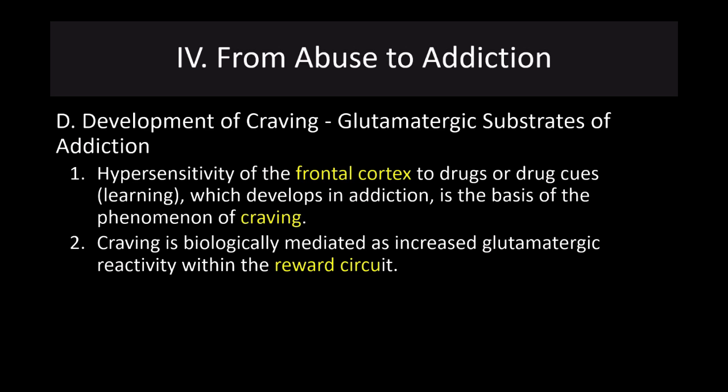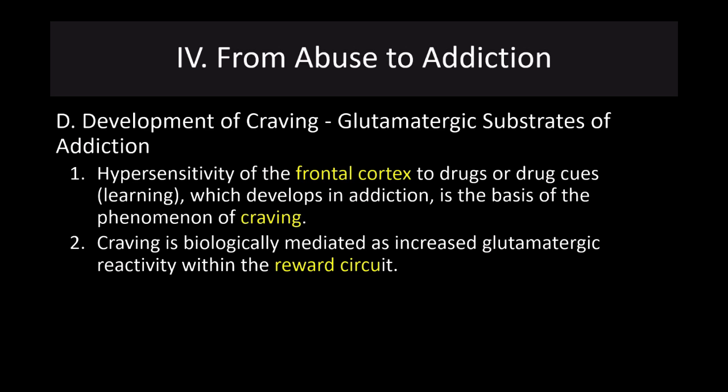So then part of the biological process of developing craving involves glutamatergic substrates of addiction. What happens is we get hypersensitivity in the frontal lobes to drugs or those drug-related cues. So again, this is about learning. This is basic first principles of psychology. This is B.F. Skinner at his finest, where we basically associate cues with rewards, and that develops into addiction. And this is the basis of craving, because we crave that reward, we crave that feeling.